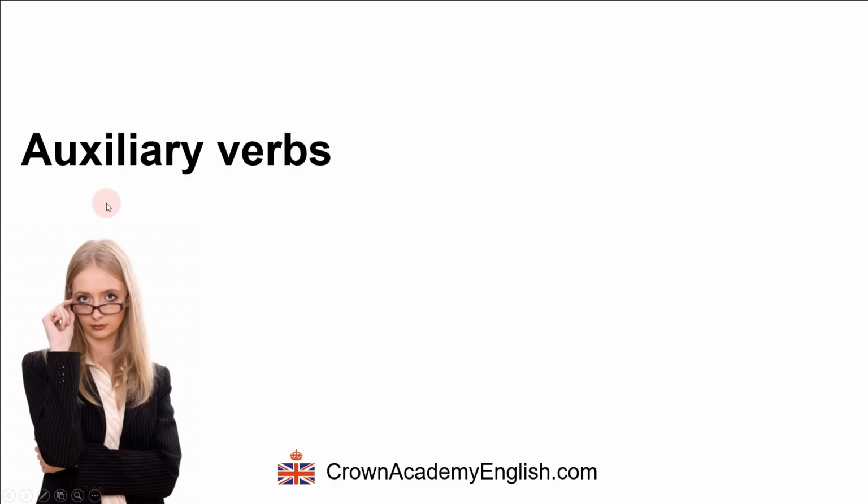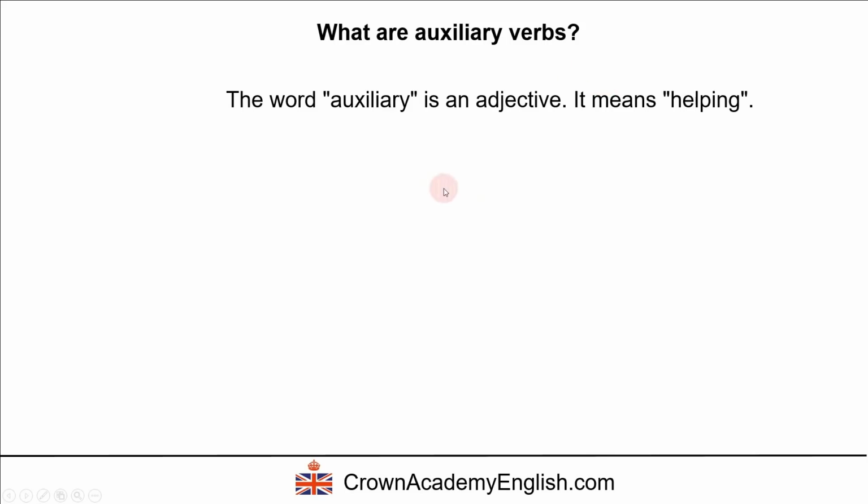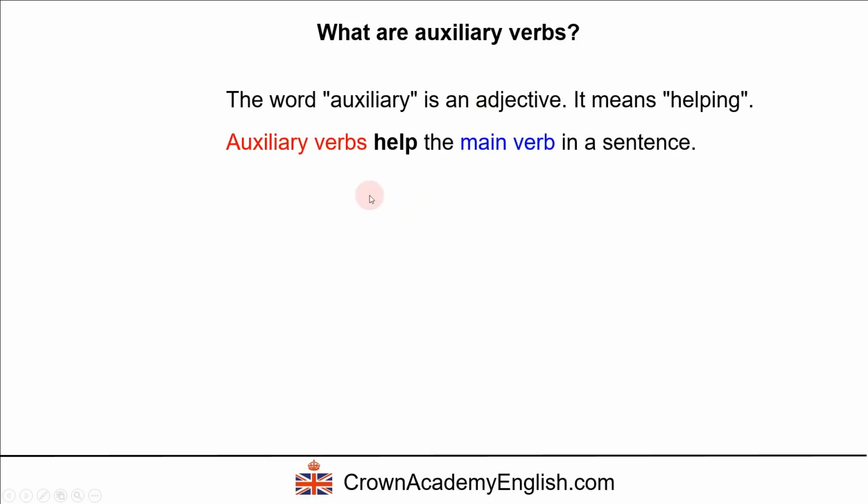Today we're looking at auxiliary verbs. So what are auxiliary verbs? Well, in English the word auxiliary is an adjective and it means helping. So we also call auxiliary verbs helping verbs. So auxiliary verbs help the main verb in a sentence.